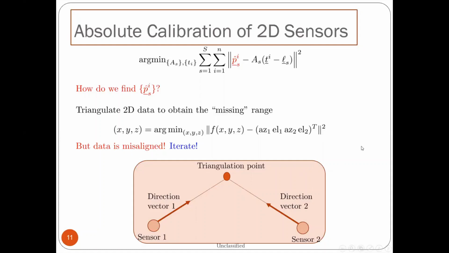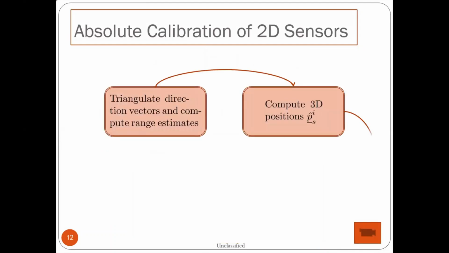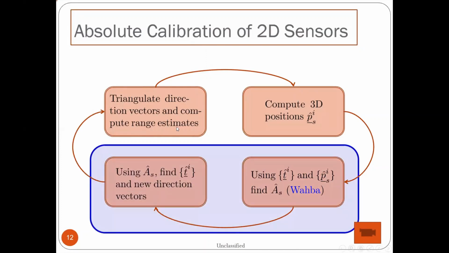A question that may be asked is how do we do triangulation when our data is misaligned? Well, we can add an additional step in our iteration such that the computation of the rotation matrices and the computation of the estimates of the ground truth are augmented by the triangulation step. So the whole scheme now looks as follows. We perform triangulation of the direction measurements and compute range estimates. From these, we compute 3-dimensional positions that are needed in our optimization. And then we perform the 2 steps from the previous case of 3-dimensional sensors to estimate rotation matrices and the ground truth.